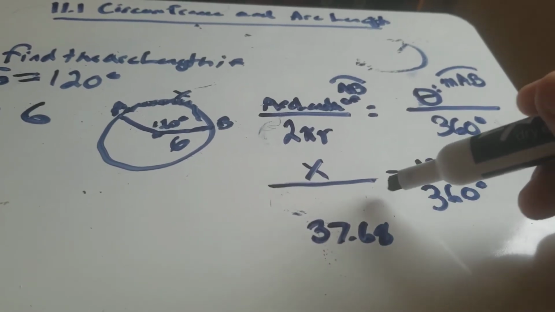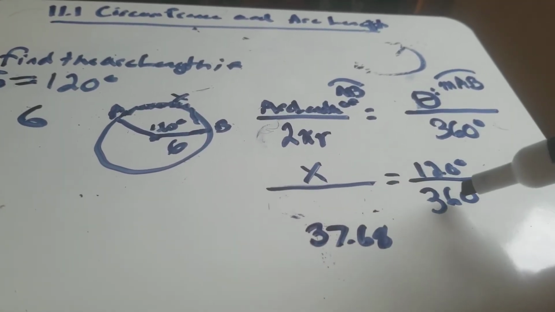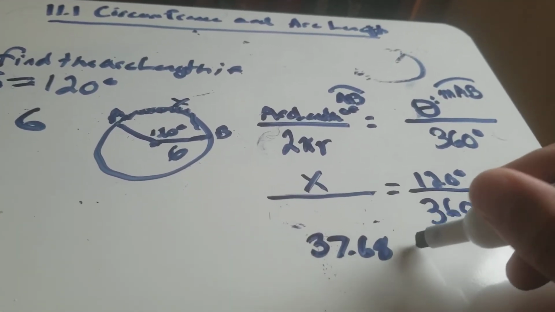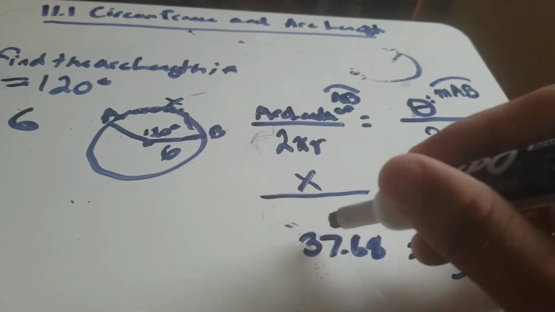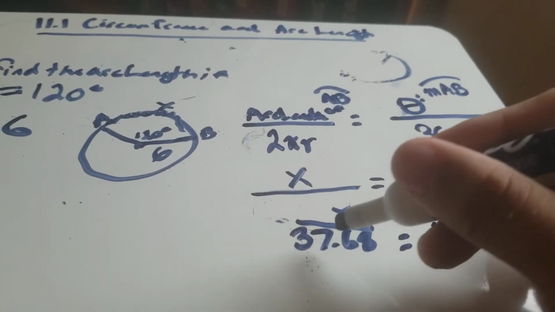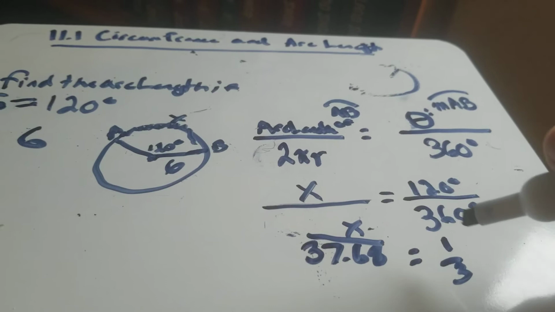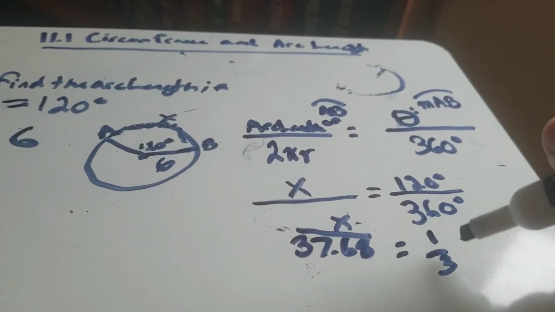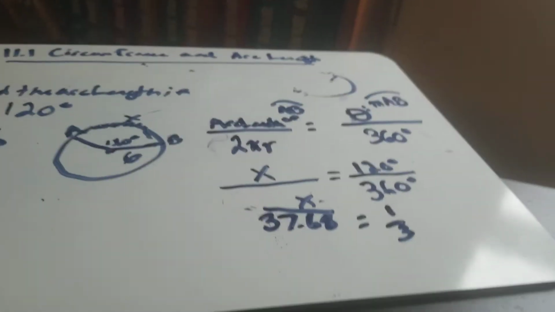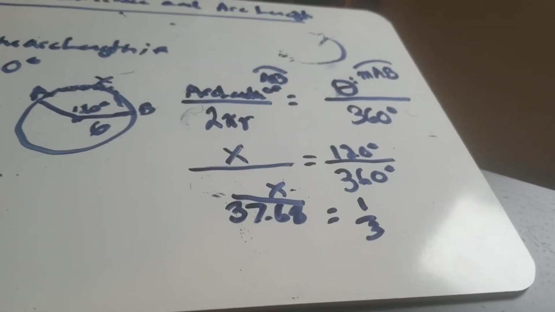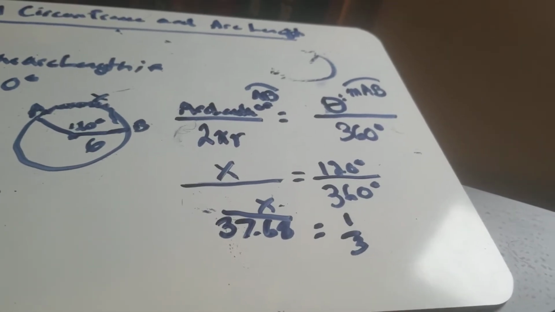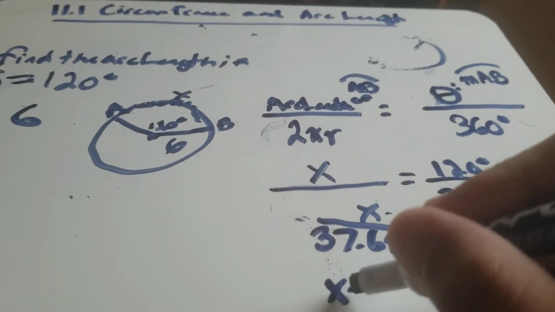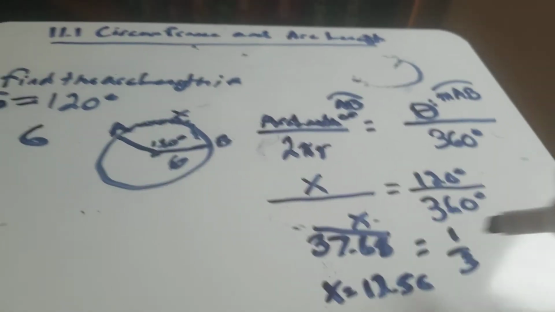Or some people like to multiply diagonally, then divide by the other thing. There's multiple routes, so you could simplify the fraction first. So it equals 1/3. And this equals x over 37.68. So then I just do the math. 1/3 equals x over 37.68. I can times 37.68 on both sides. So 37.68 times 1/3 is going to be 12.56. So my arc length is 12.56.